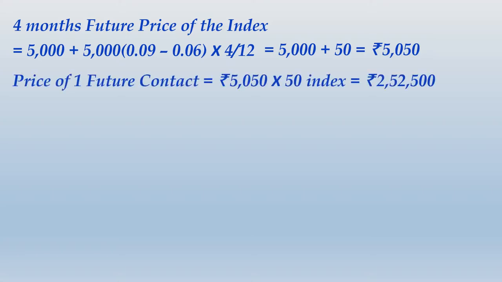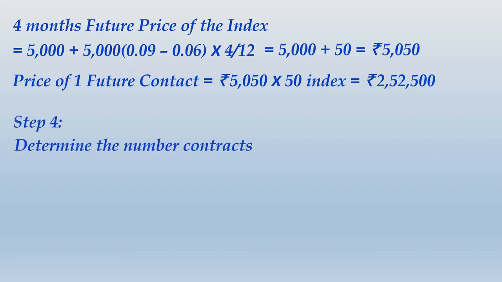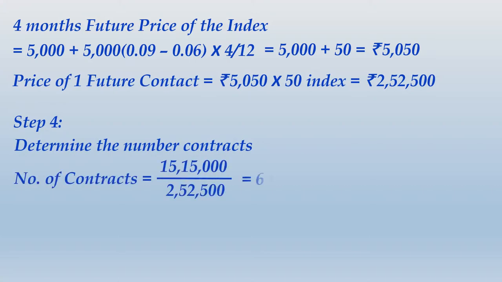So the price of the futures contract, for one contract where there are 50 index, 5050 into 50 will give you 2,52,500. Step 4, you determine the number of contracts. So the desired value of your index future portfolio, where you should take a short position, is 15,15,000.